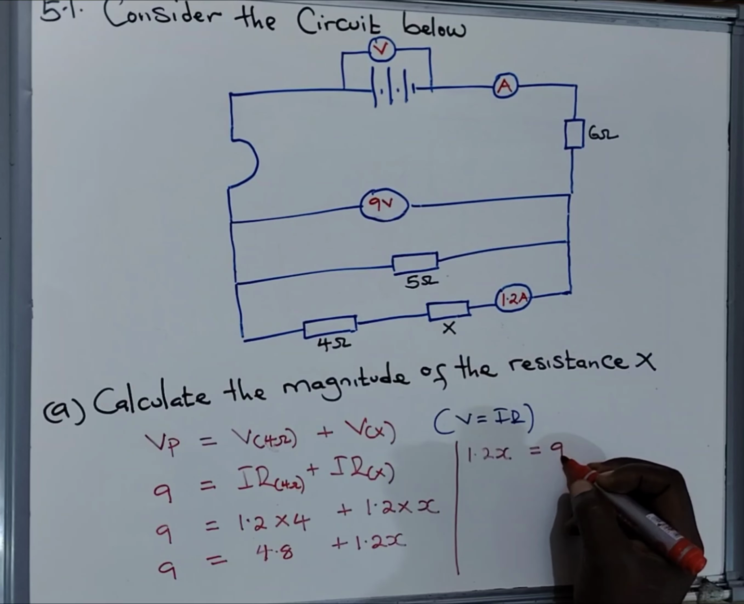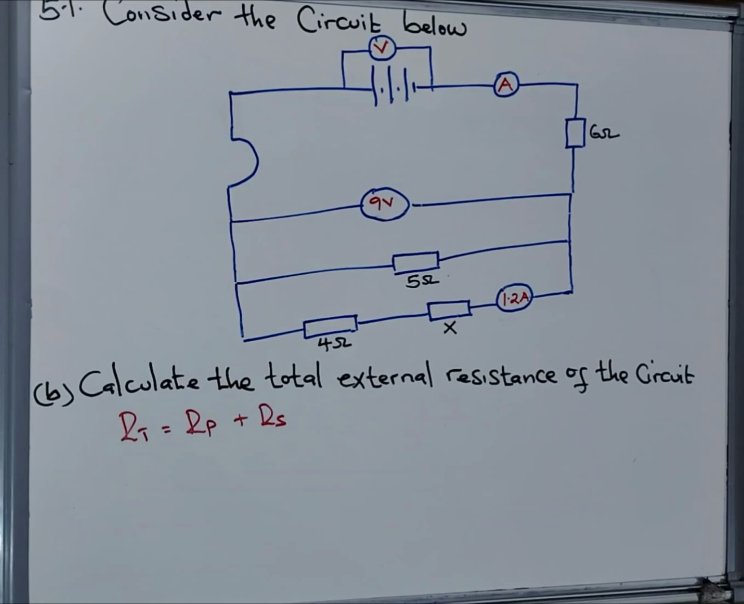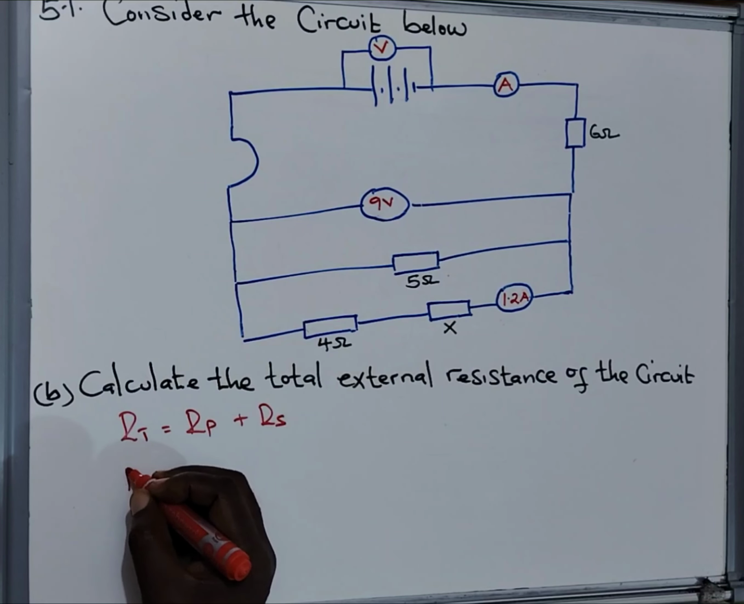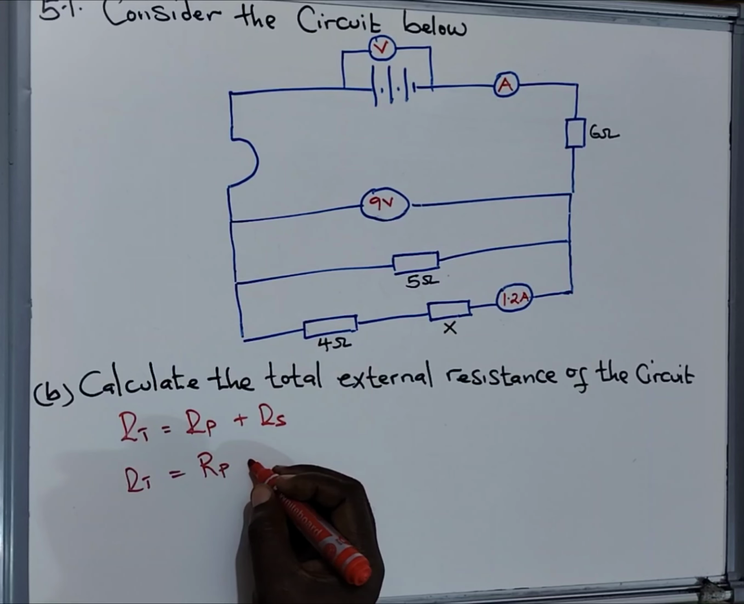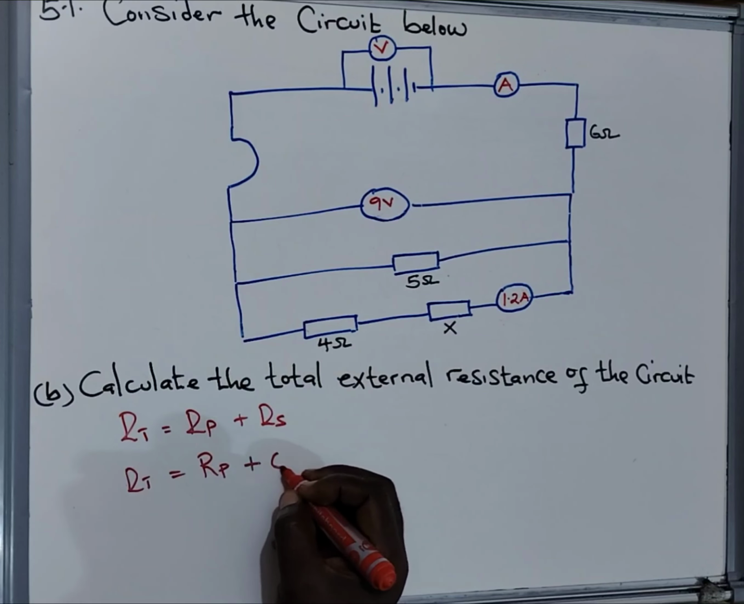Now, when you analyze this circuit, there are 2 groups of resistors. There is this one, which are resistors in parallel. So we can say R total is equal to RP, representing this one, plus RS. Now you have to know that RP is calculatable, but RS is known, it is 6.